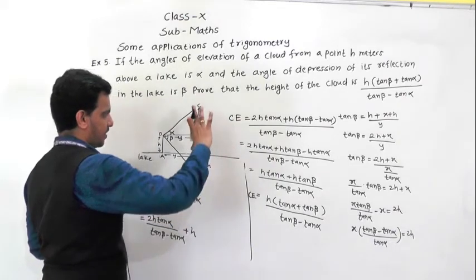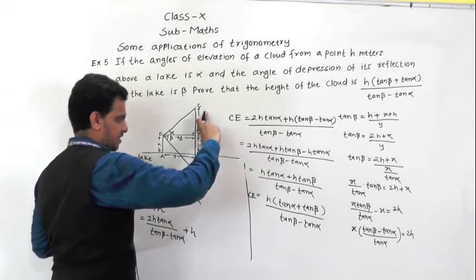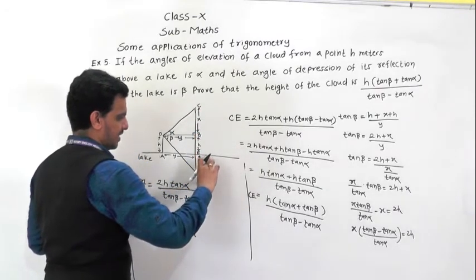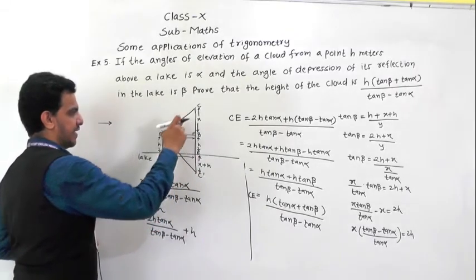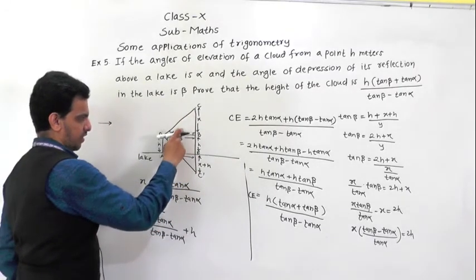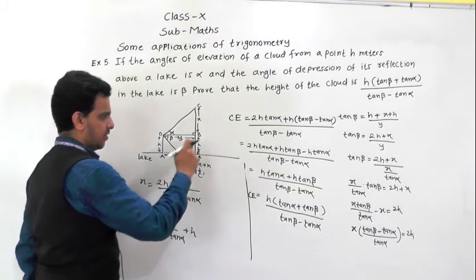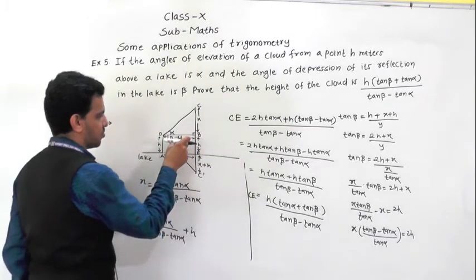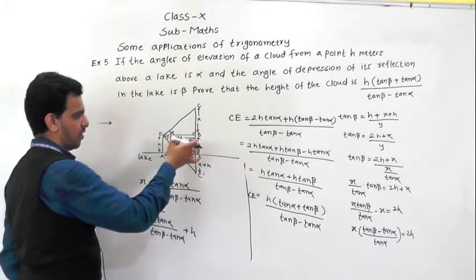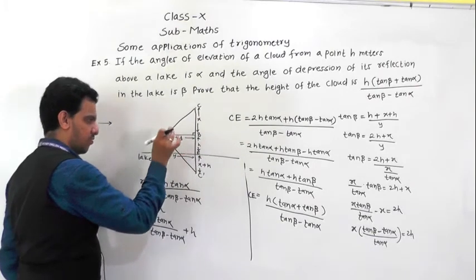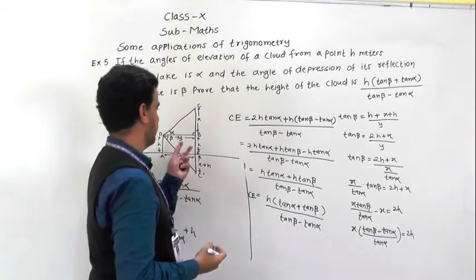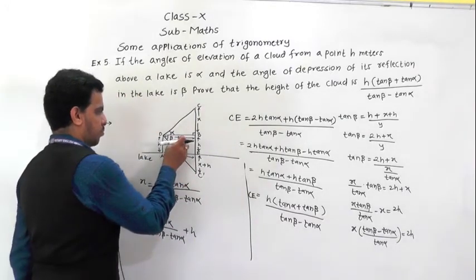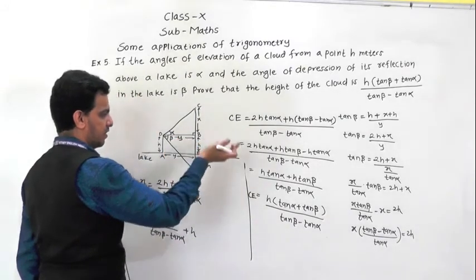Okay, so the CE distance is x plus h, therefore the C dash E distance is also x plus h, and then only use tan alpha in both triangles, this triangle and this triangle, and equate the values of y or put the value of y, because we don't want the y value. So if we have to remove this y value, put the value of y in another equation.